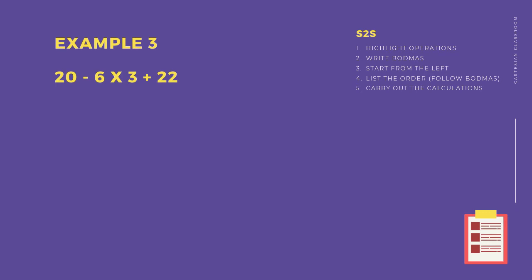Example 3, 20 minus 6 times 3 plus 22. Step 1, highlight the operation. So we have minus, we have times, and we have plus. So step 1 is done. Step 2, write BODMAS. So we have B on top, O, D and M same level, A and S same level. Again, B means bracket, O is order, D is division, M is multiplication, A is plus, and S is minus. So that is step 2.